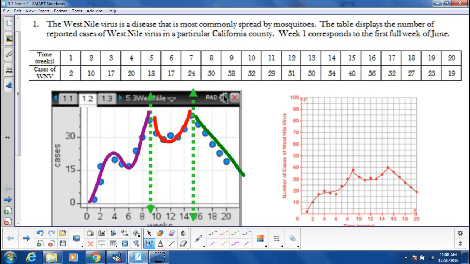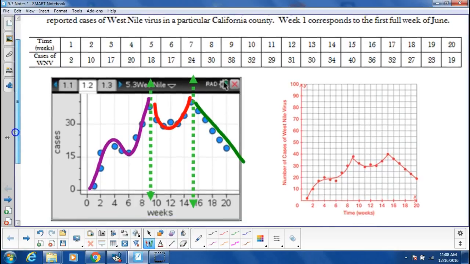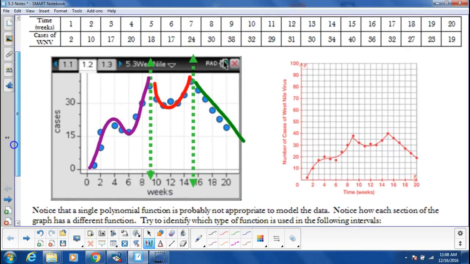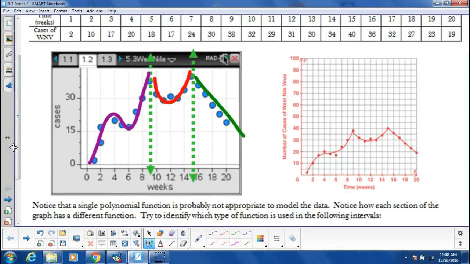So this is what we're going to be developing today. We're going to be able to put this as one function on our calculator. It's called a piecewise function, and it's called a piecewise function because it's a function made of different pieces.